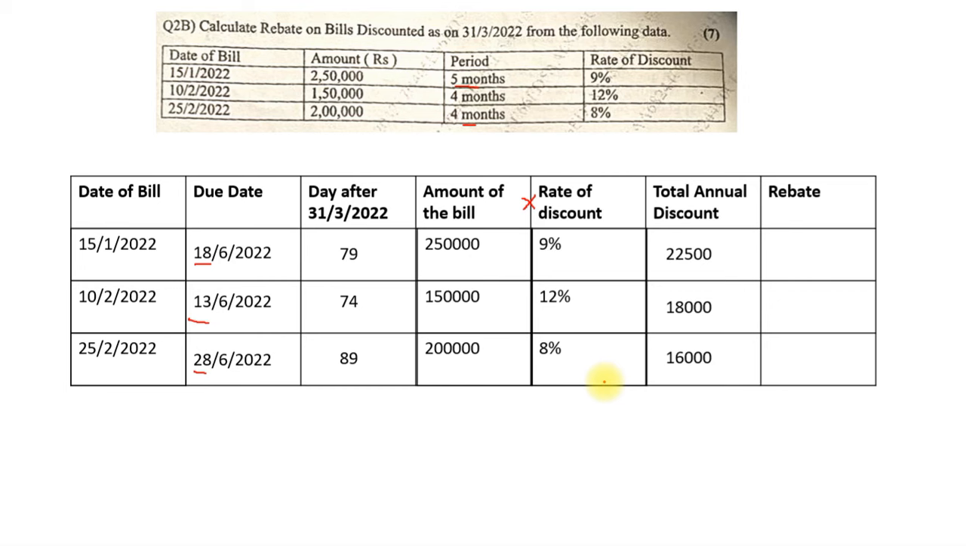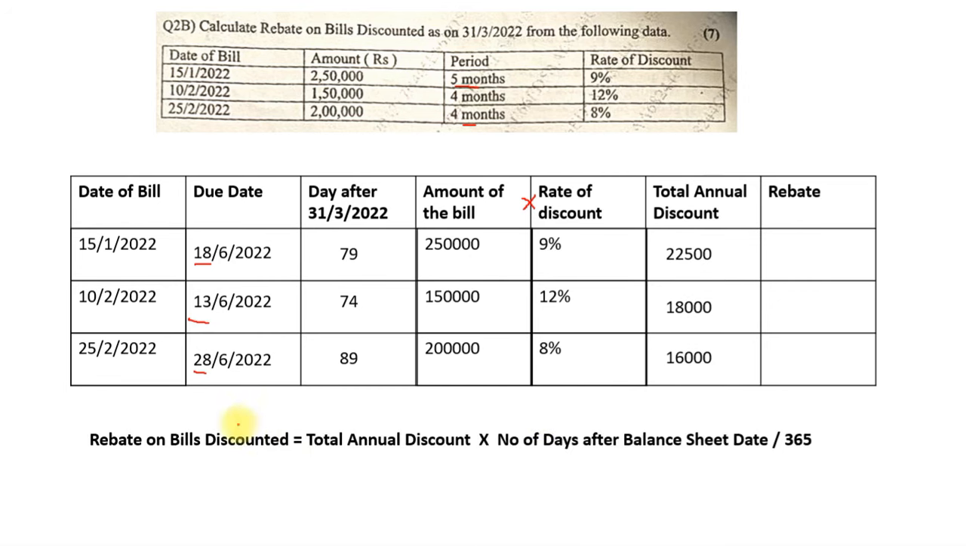Now rebate, we just have to apply one simple formula. Rebate on bill discount is equal to total annual discount, into the number of days after the balance sheet date, divided by 365. Okay, that's it. So 22,500 into 79 divided by 365 comes to 4870, rounded up. Okay, I've rounded up the values.